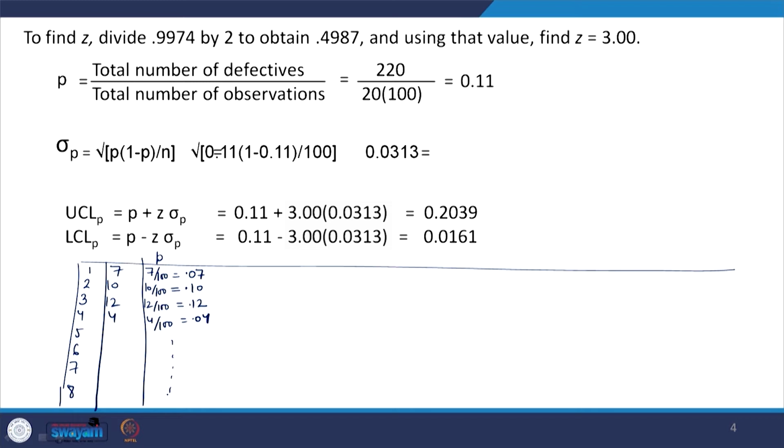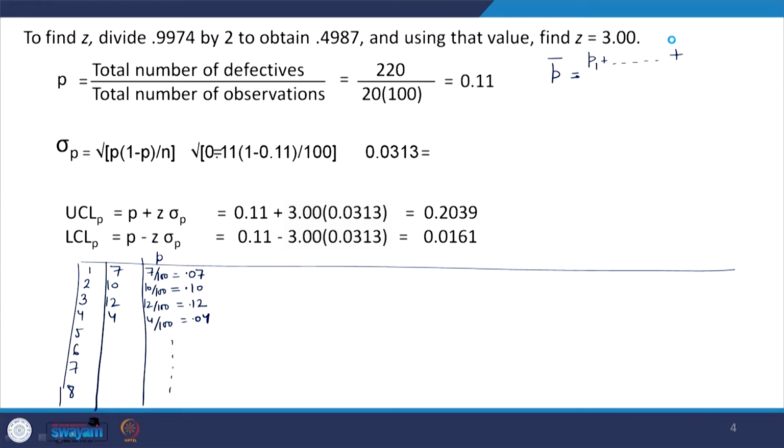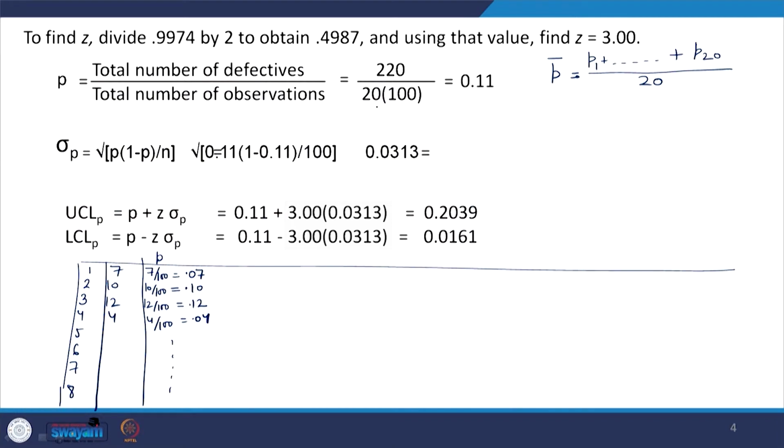Then you can calculate the p bar value by taking the average of p1 to p20, since we have 20 samples in total. Or you can do it directly, because the total number of defective pieces is 220 and the total number of items in these 20 samples is 2000. So, 220 divided by 2000 gives 0.11 as the p bar value.